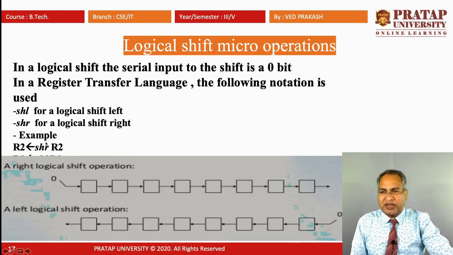So, here we also take an example. We are shifting the contents of register R2 to the right-hand side, and we are performing it in the register R2. So, after shifting the content of register R2, we again transfer it into the register R2.